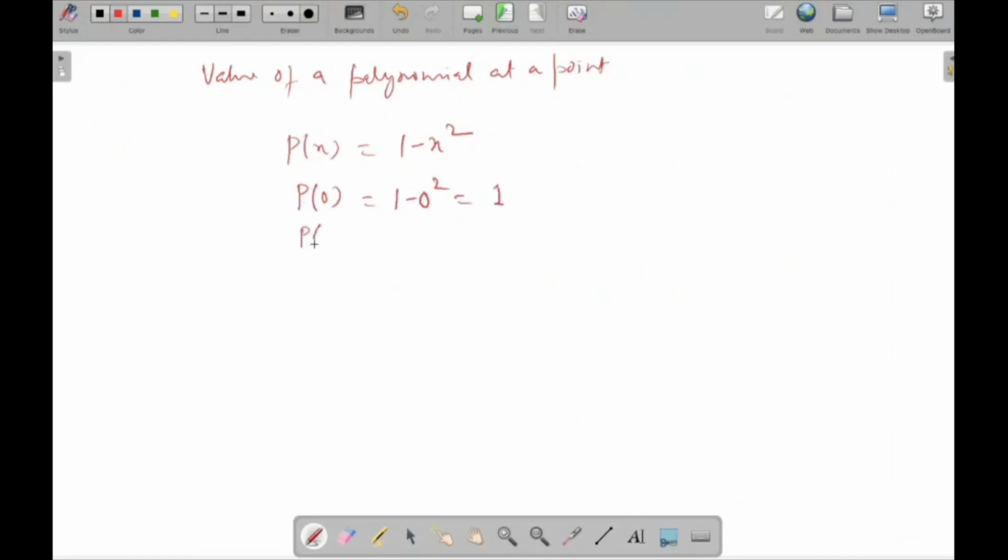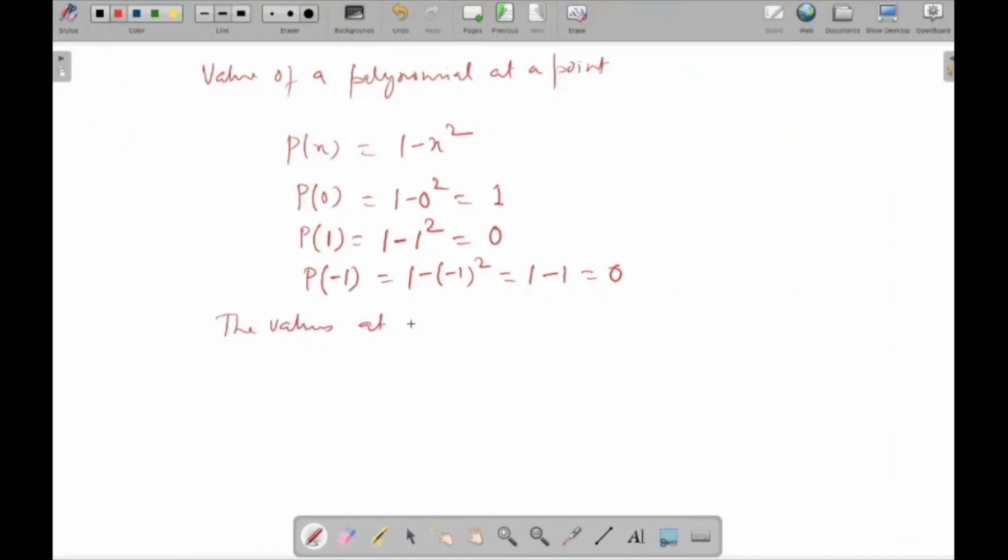Similarly, if someone asks me the value of p(1), the value of the polynomial at x equals 1, it will become 1 minus 1 square, which will be 0. And similarly, at x equals minus 1, again it will be 1 minus minus 1 whole square, equal to 1 minus 1, which is 0. So the values which make this expression 0, 1 and minus 1 for example, would be called the zeros of this polynomial.